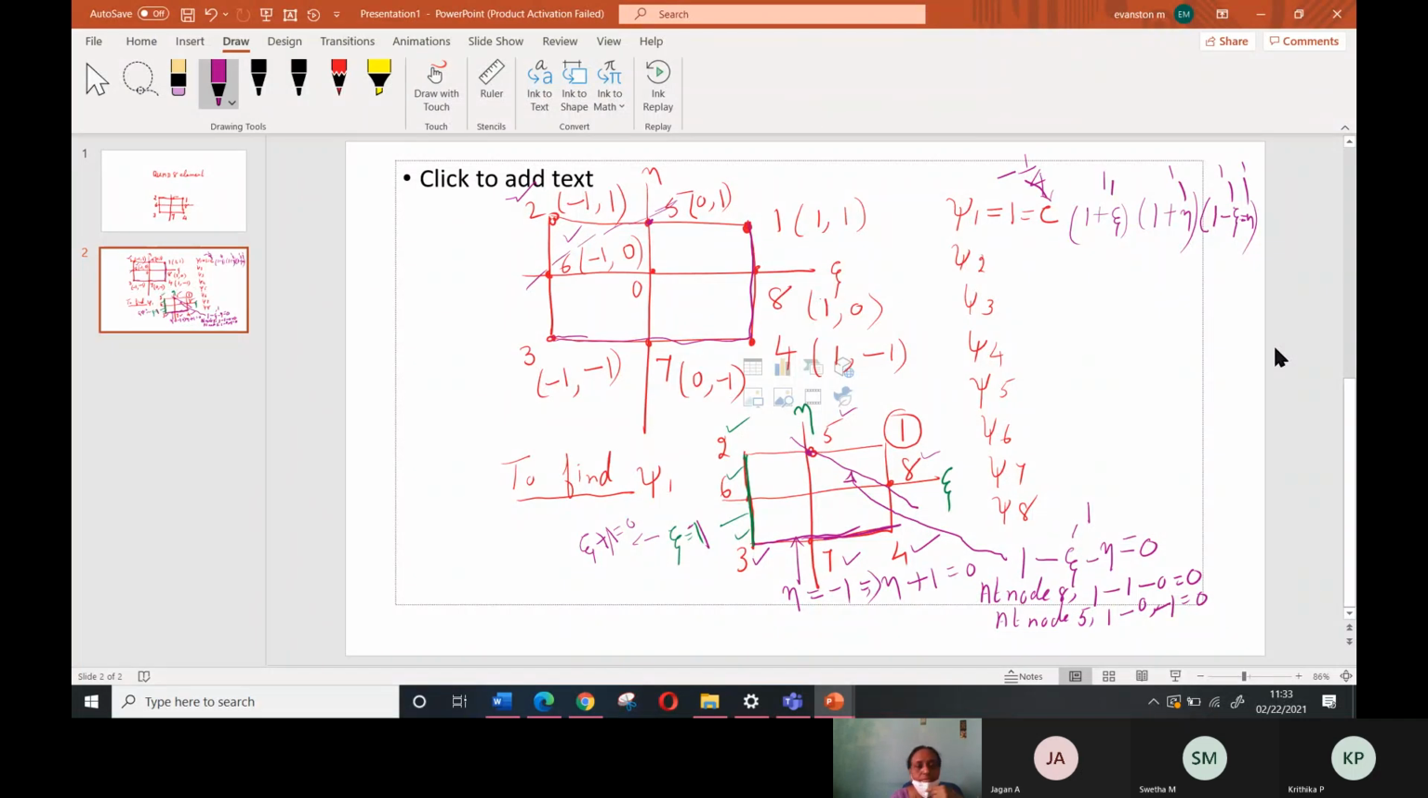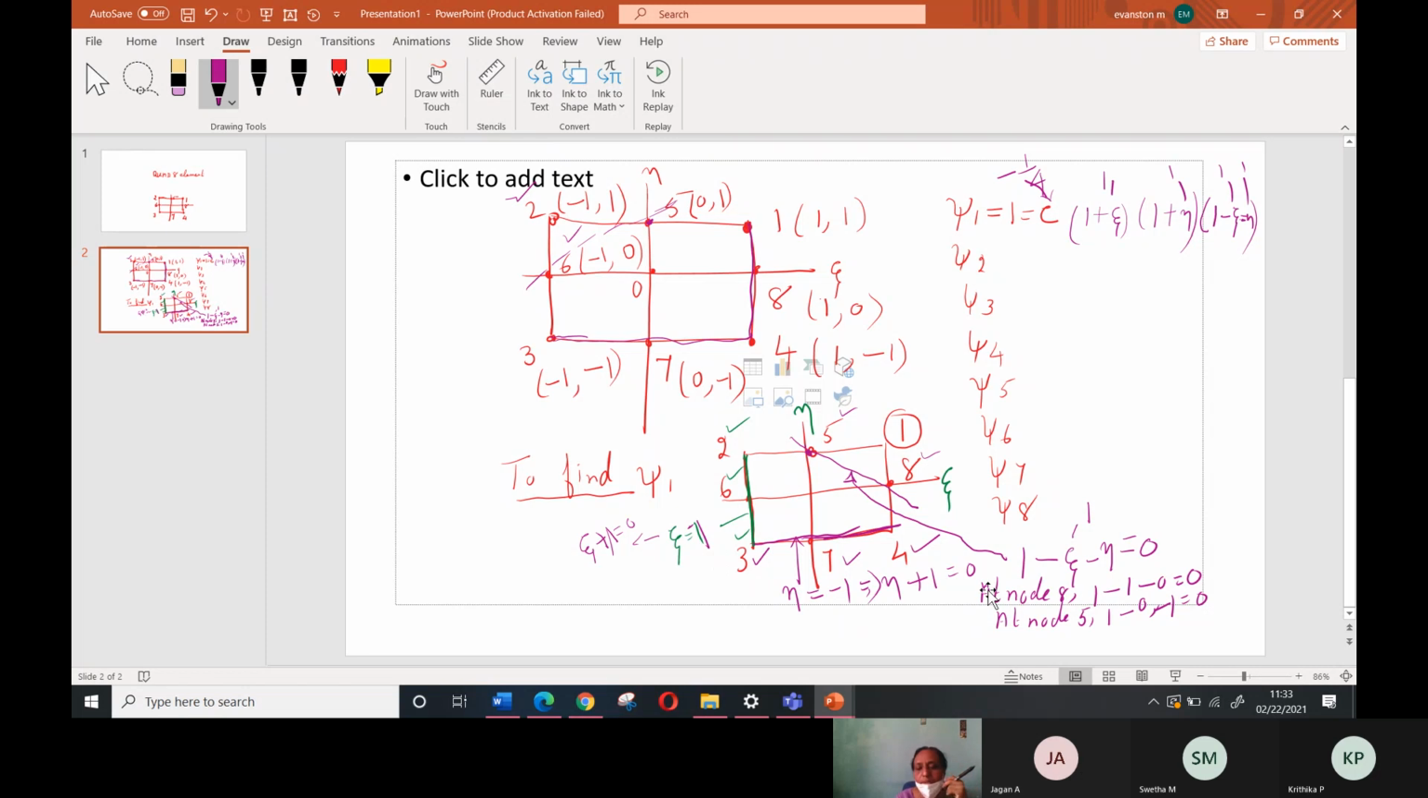Class. Ma'am, tell me. What is psi 2? Ma'am, how to do nodes 5 and 6? Nodes 5 and 6, I formulate the equation. I told you that 1 minus xi minus eta is the equation for 5 and 8. Similarly, you try to formulate for 5 and 6.